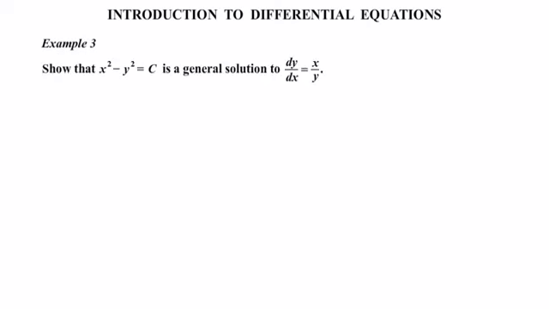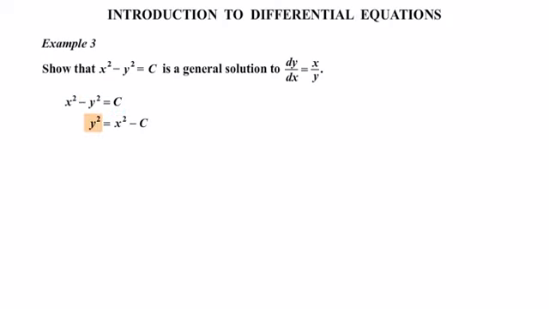We're asked to show that x squared minus y squared equals c is a general solution to dy/dx equals x on y. Well, once again, we're going to work with the equation we've been given. x squared minus y squared equals c. Now we're going to get this equation here and rearrange it a bit. That negative y squared, we're going to add that over to the other side of the equation. And at the same time, we'll get that c there and we'll subtract that over to here. So that gives us y squared equals x squared minus c.